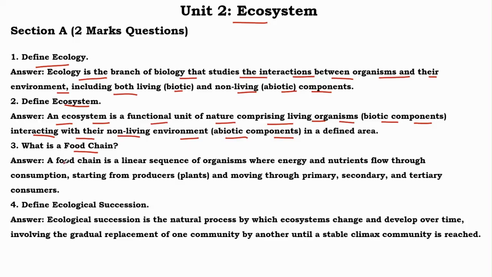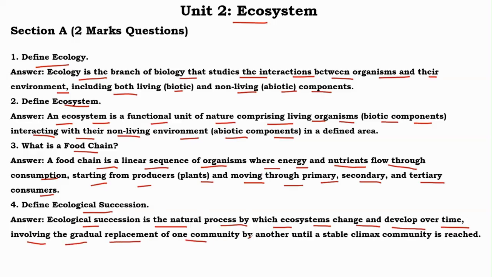What is a food chain? A food chain is a linear sequence of organisms where energy and nutrition flow through consumption, starting from the producers, the plants, and moving through the primary, secondary and tertiary consumers. Define ecological succession. Ecological succession is a natural process by which an ecosystem changes and develops over time, involving the gradual replacement of one community by another until a stable climax community is reached.